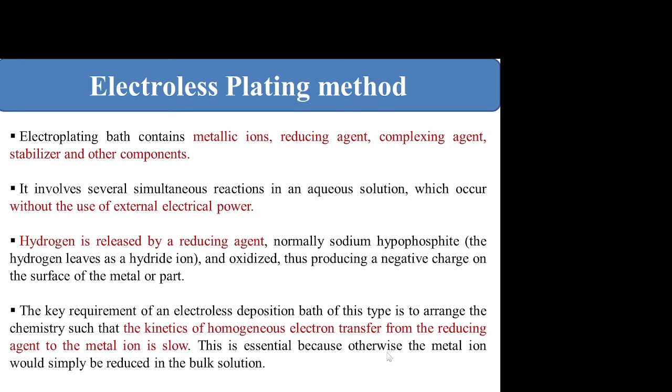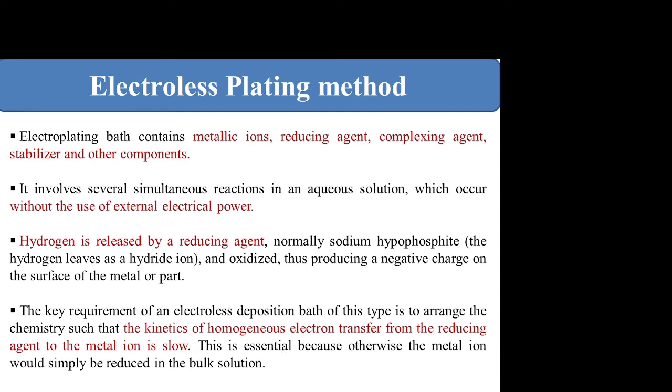This is essential because otherwise the metal ion would simply be reduced in the bulk of the solution. If you are not reducing the speed of reduction, the bulk reduction will be taking place. Metal powder is obtained in solution, and there won't be any deposition. So we have to reduce the speed of transfer of electrons from the reducing agent to the metal ion.